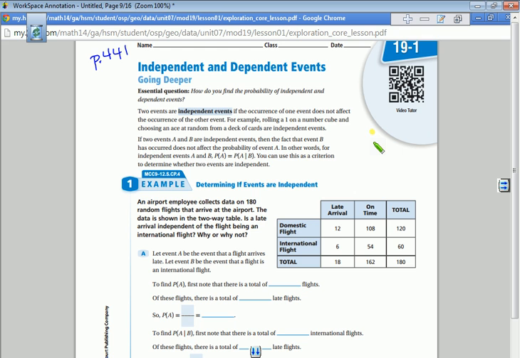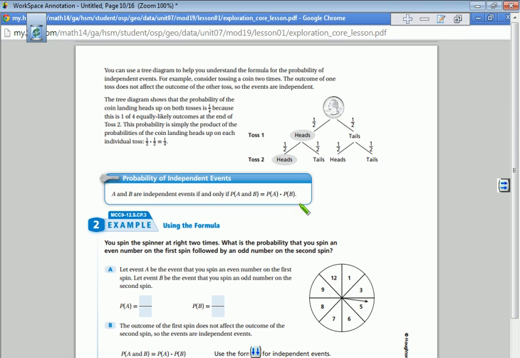Okay, so we are going to skip from this important part right here. We're going to come back to this tomorrow because this is the proving. We're going to skip over to the next page, up at the top. It shows us that we can use a tree diagram to help us understand the formula for probability, and they'll give us that in a second. The probability of independent events.